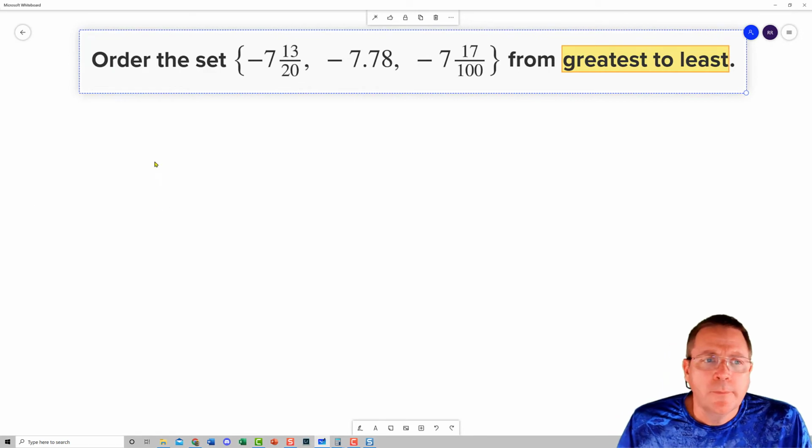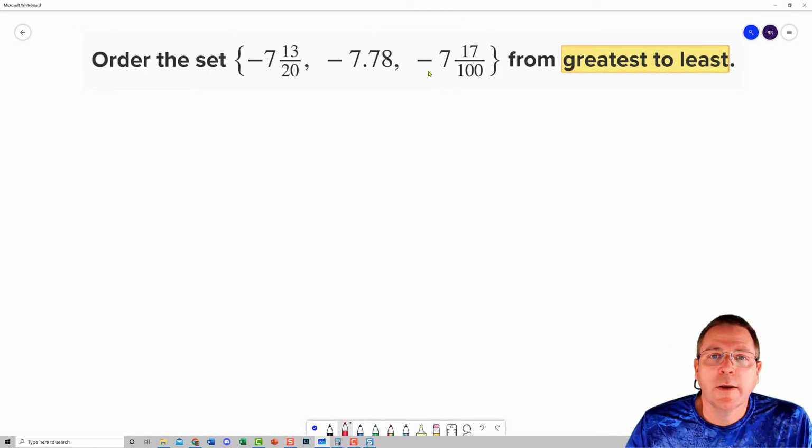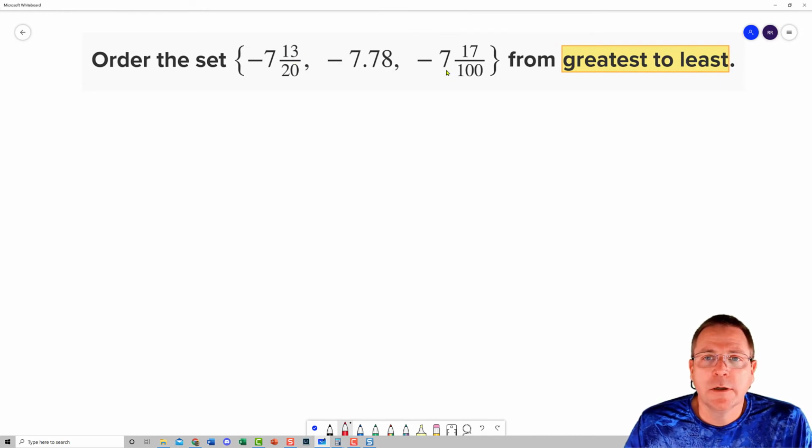Did you get it done? Let's take a look at how I would do it. First thing I'm going to do is recognize I've got different types of values. I've got mixed numbers, I've got fractions, and only one of them is going to be even a little bit challenging to work on, and that's the negative 7 and 13/20.